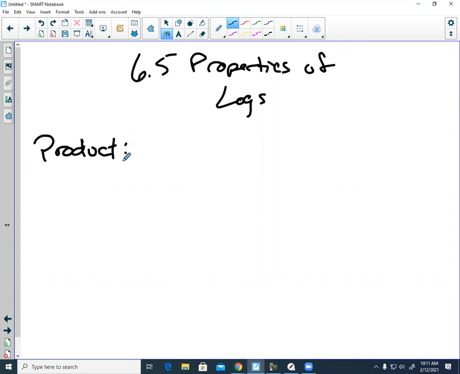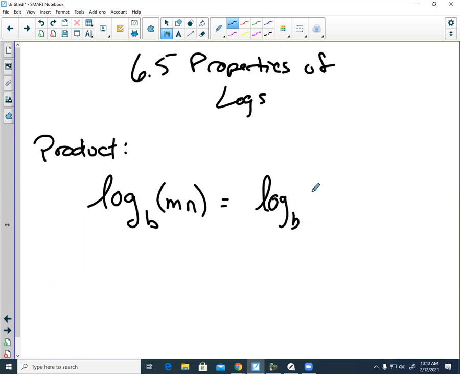So the product property of a log, and these are all going to be general. We'll go through more specific stuff in a second, but these are all very general. If you have a log with a certain base, it doesn't matter what that base is, and you have two things on the inside of the log being multiplied together, so m times n, then you can split this up and call it log base b of m plus log base b of n.